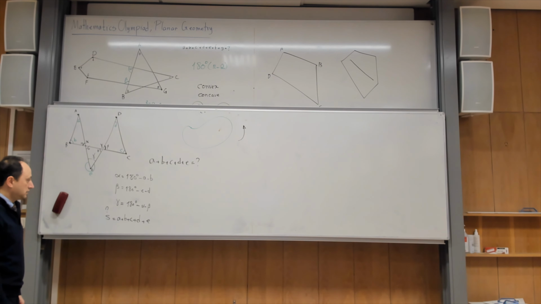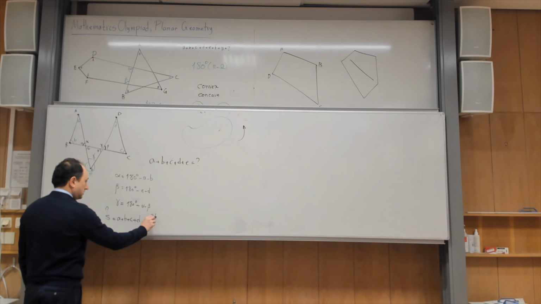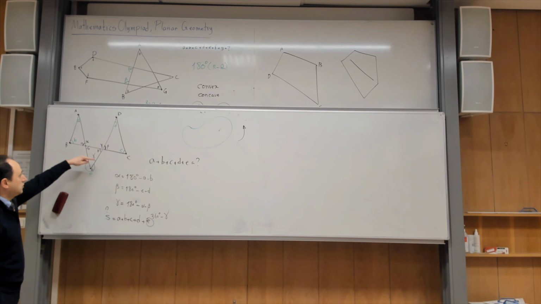And now we could recognize that E is in fact equal to 360 degrees minus gamma, because the whole thing is the whole plane. Exactly. And then if we substitute in the value for gamma and the values for alpha and beta, all the A plus B plus C plus D cancel each other out, and we're left with 540 degrees.